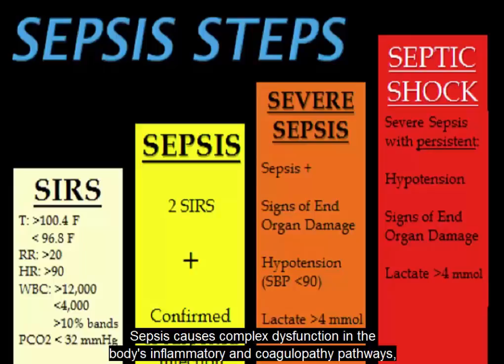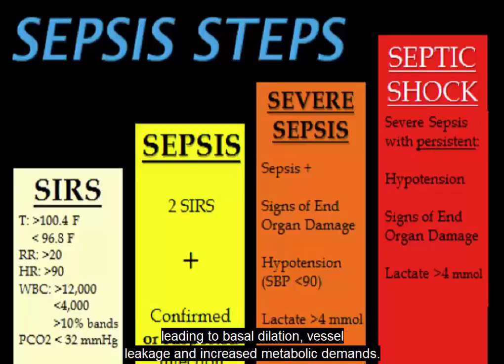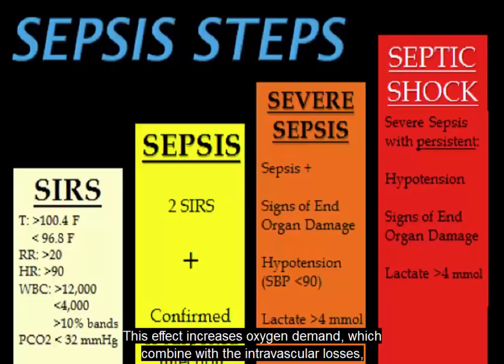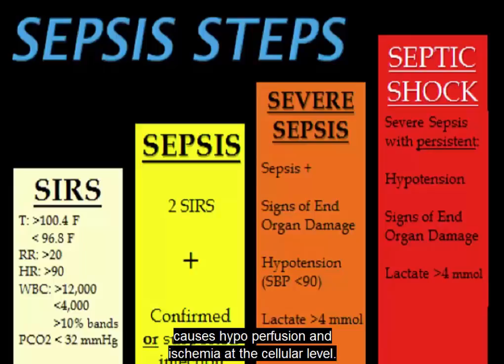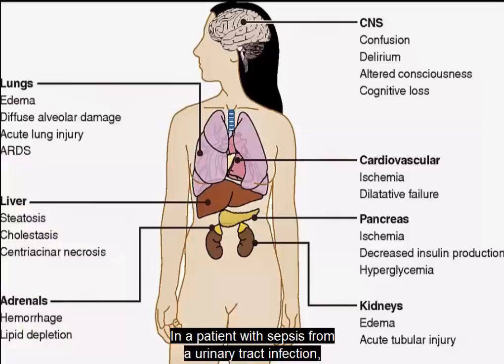Sepsis causes complex dysfunction in the body's inflammatory and coagulopathy pathways, leading to vasodilation, vessel leakage, and increased metabolic demands. This effect increases oxygen demand, which combined with the intravascular losses causes hypoperfusion and ischemia at the cellular level. In a patient with sepsis from a urinary tract infection, some changes to renal function might be expected, but not abnormal blood clotting or lactate levels.